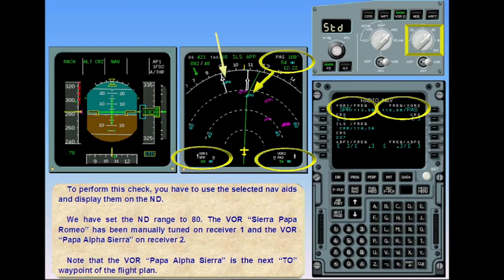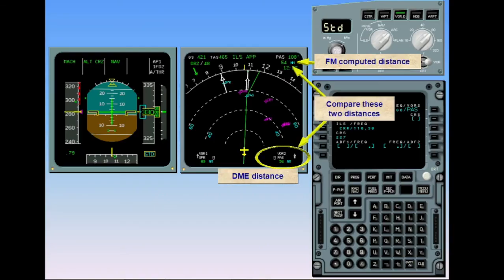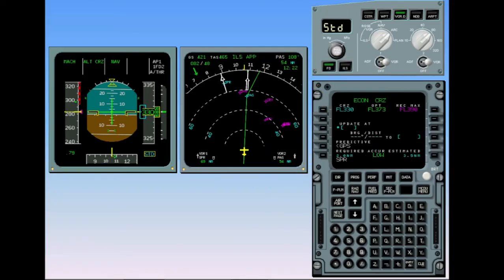There are 2 ways to do this check. The first method is to compare the 2 waypoint distance, which is flight management computed data, with the corresponding nav and DME distance. The second method is to insert a VOR DME identifier in the bearing distance to field on the progress page and to compare the computed bearing distance with the raw data on the navigation display.